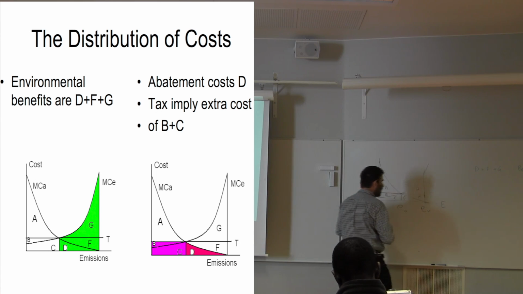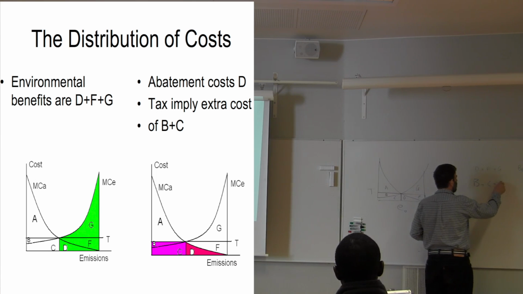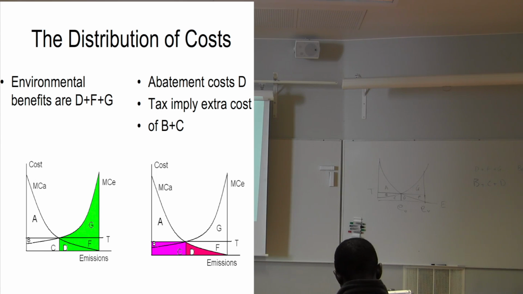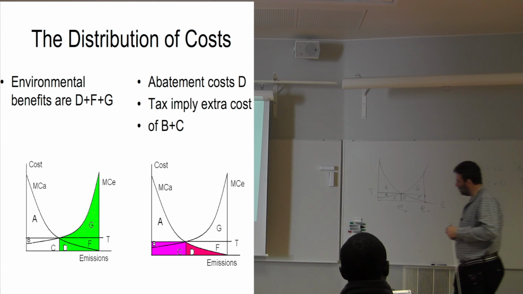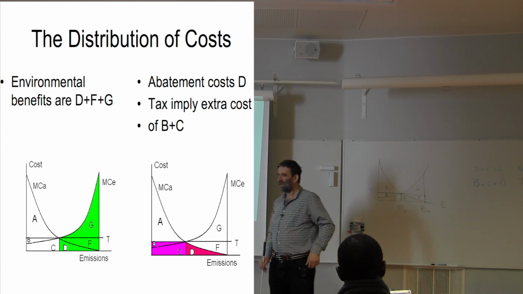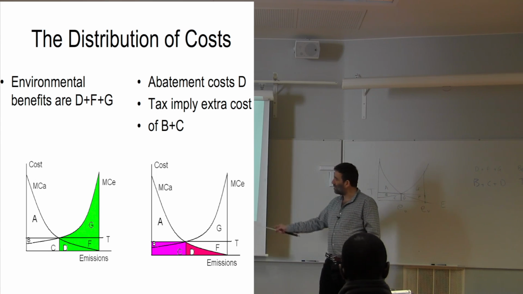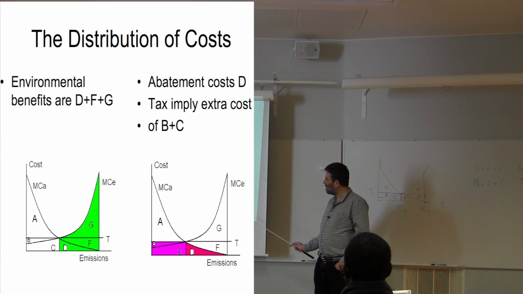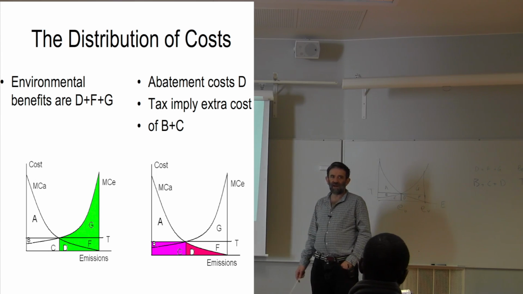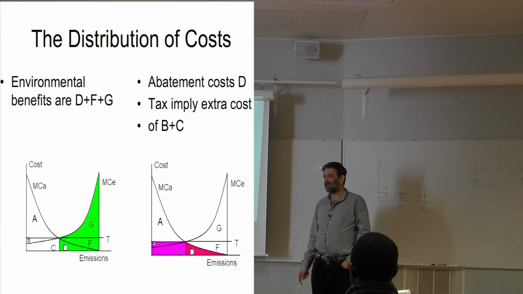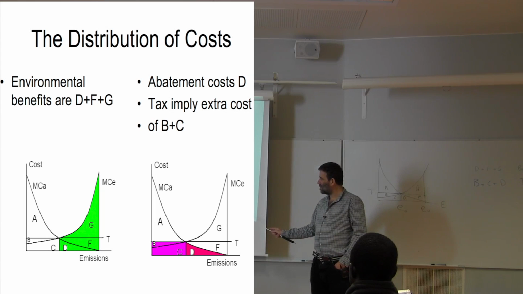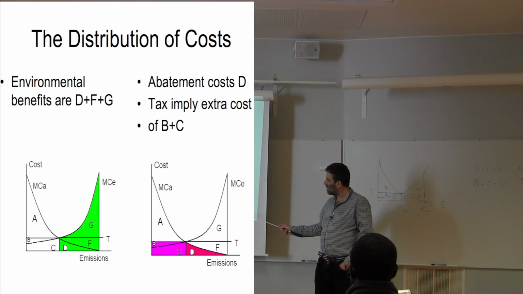Take another color for that. That's what a polluter has to pay if you impose a tax. So if you impose a tax, the polluter immediately would have to pay B plus C plus D plus F. That would be a tax payment on the total emissions over here. But he doesn't do that because he's mean, right? That's like the Adam Smith idea. It doesn't have to be green. It's enough that he is mean. He wants to save money, and it's cheaper to do some abatement here. So he pays the abatement cost D and avoids the cost F.